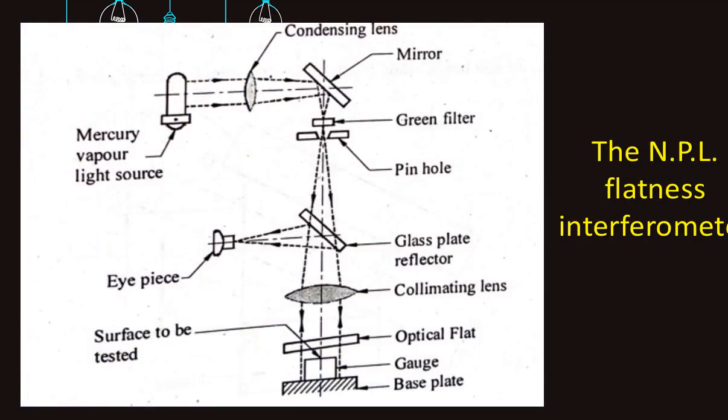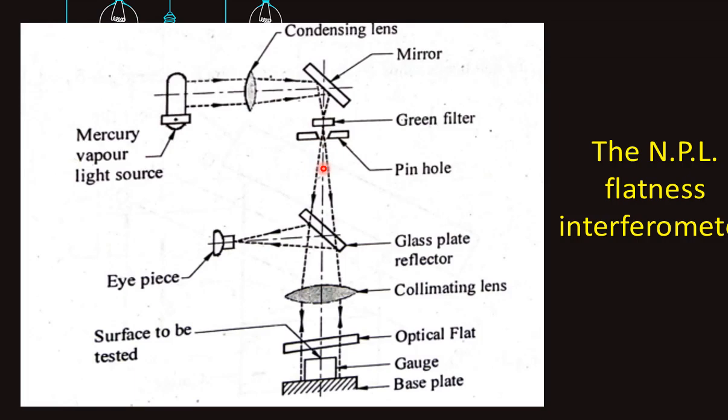This is the figure of the NPL. It consists essentially of a mercury vapor lamp whose radiation is passed through a green filter. This is the mercury vapor light source, and it is passing through the green filter, leaving a green monochromatic light whose wavelength is very close to 0.5 micrometer. So the light which we are getting has a wavelength of 0.5 micrometer.